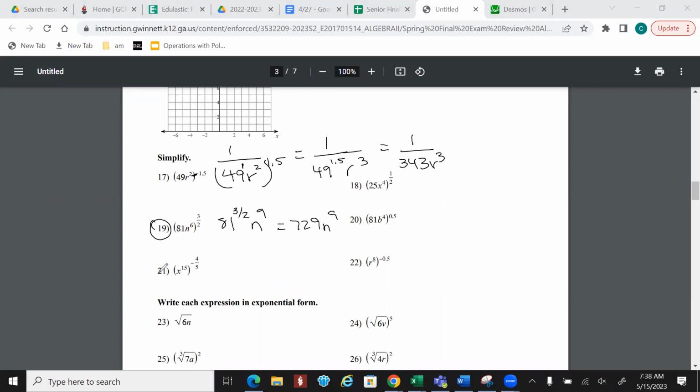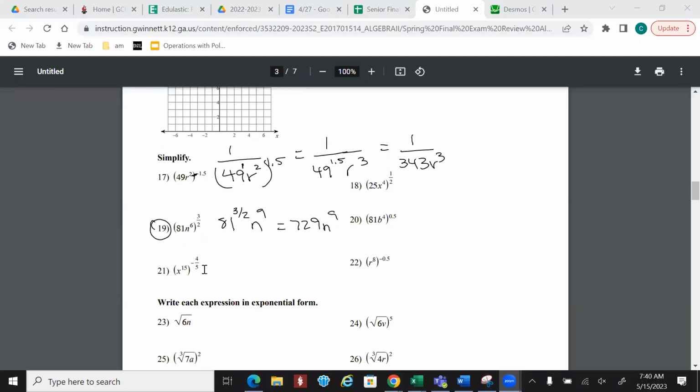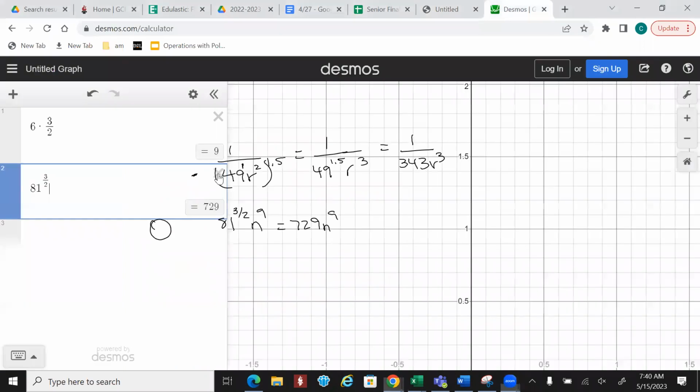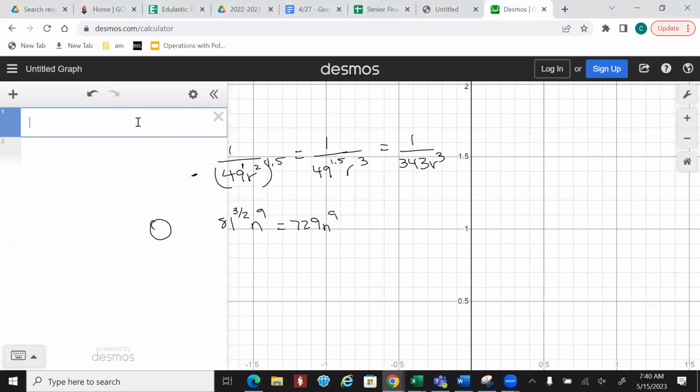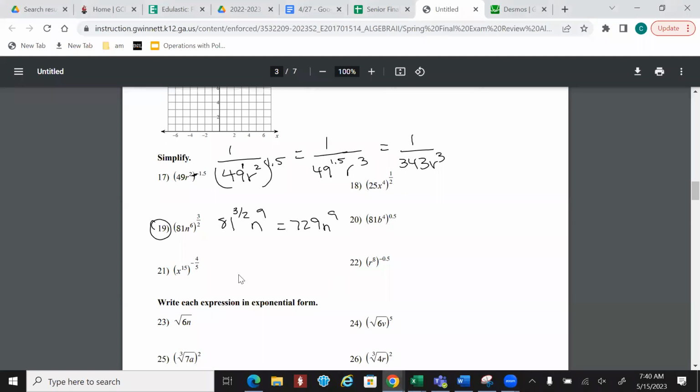Can you try number 21? 21 is not that bad. Okay, so we have a power raised to a power. So that means that we're going to multiply. So we're going to multiply 15 times 4/5. So 15 times 4/5, and that gives us 12. Now, one thing to pay attention to is the fact that it's negative. That means that we're going to flip this and we're going to put x to the 12th. Cool. Okay.